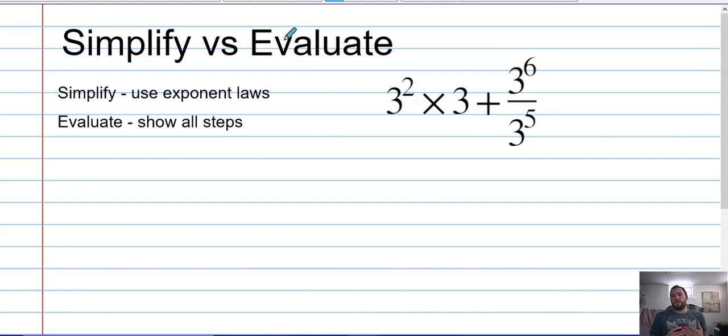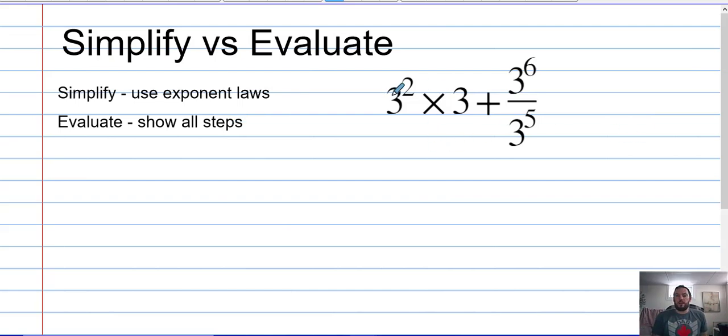If a question says to simplify, it does not want you to actually give the answer. It just wants you to take these things and make them as easy to work with as possible. If the question says evaluate, at that point, it does want the answer. It wants you to take a calculator or do the work and show what the result is. So if I say to simplify, I'm asking you to stop at a certain point. If I say to evaluate, I'm telling you to go past that point and give me the end result. Simplify usually means use your exponent laws wherever you see them.